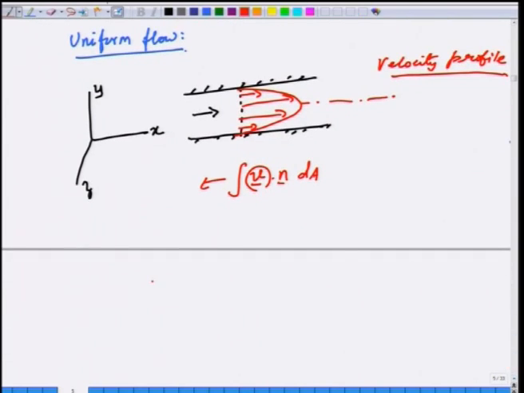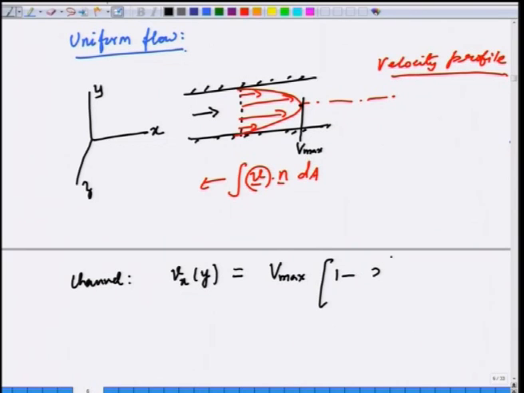For example, in a rectangular channel, the velocity in the x direction is a function of the y coordinate in the following manner. It is the maximum velocity at the center, called v max, times 1 minus y by b, whole squared. Suppose the gap is 2b, and the y coordinate is set like this.